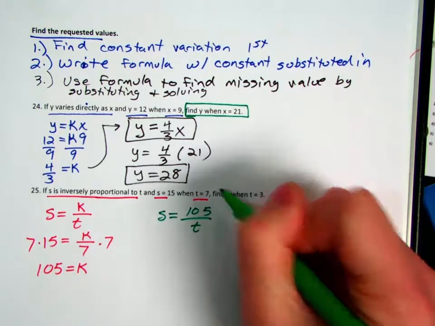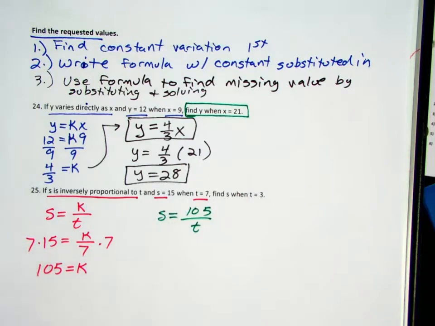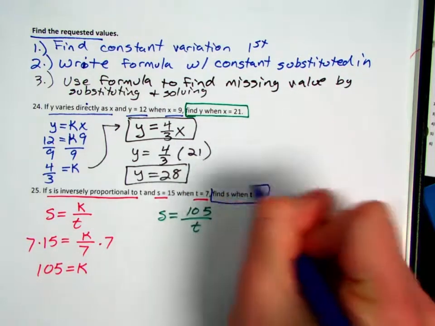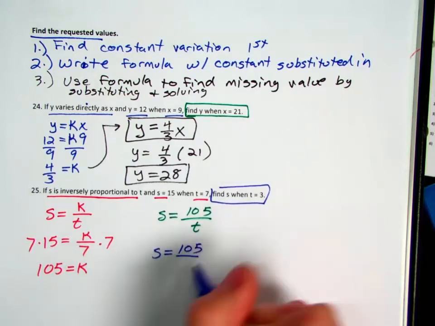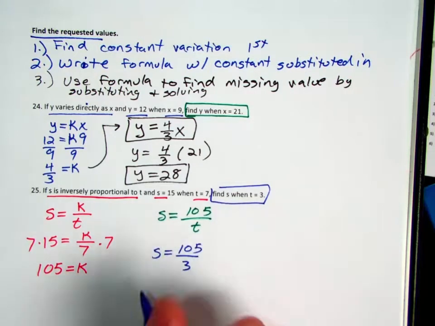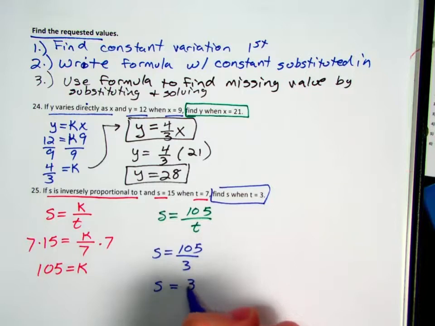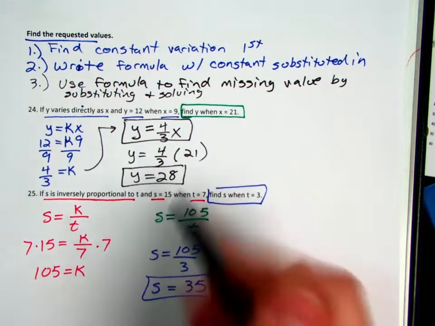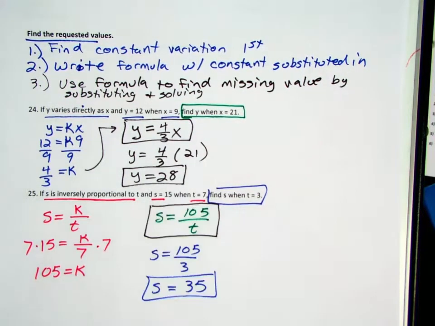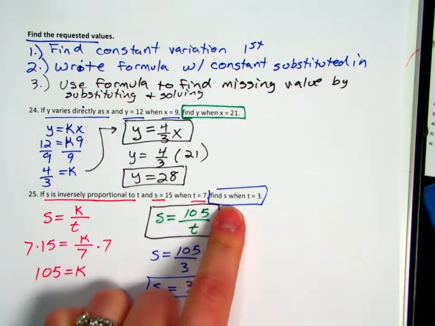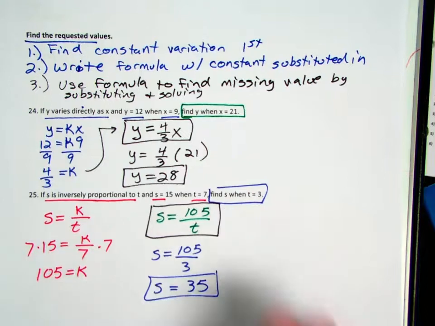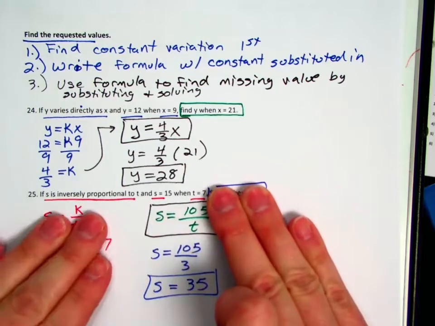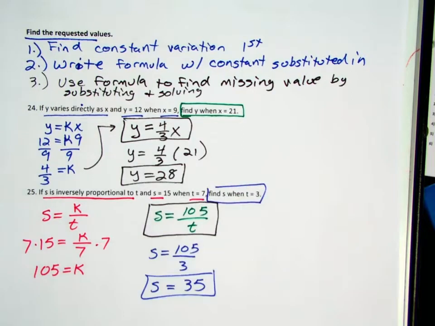And then we are going to work to find out what S is when T is 3. I still don't know my S. 105 is my constant, dividing by T, which in this case is 3. So S equals 35. Sometimes you can stop once you find your general formula with the constant plugged in, and sometimes you'll have to go a step further. So when you see find S or find something when another variable equals something else, you should probably stop, ignore that piece, work to find your general formula first, and then you can plug everything back in.